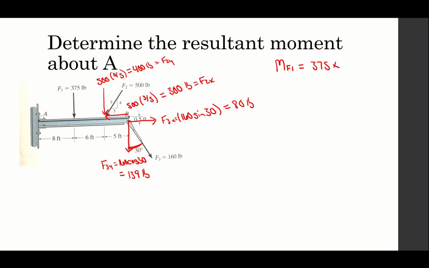What is my distance from 375 back to A? And are we going clockwise or counterclockwise from A to 375? Clockwise. Okay. M, F2x. We've got 300. And what is the distance from 300 back to A? Okay, because we have 8 and 6. But that distance is an x distance, correct?